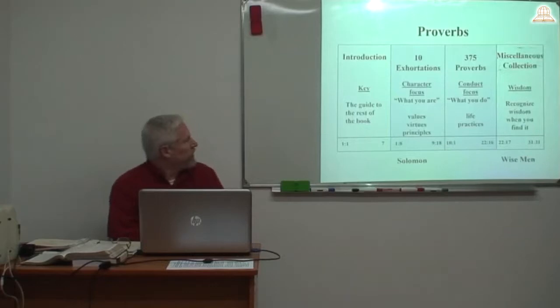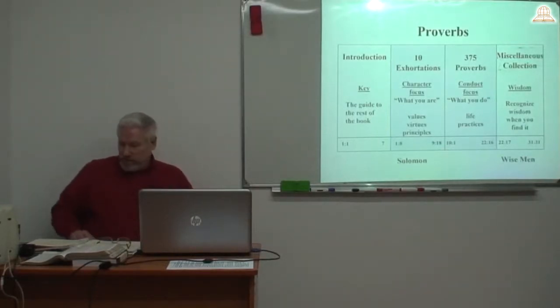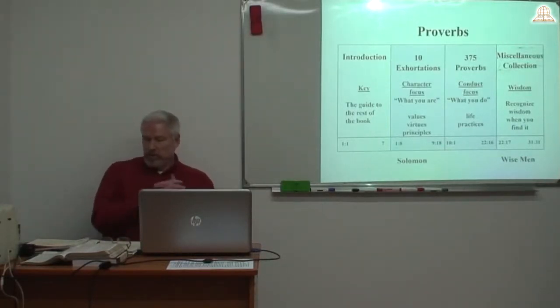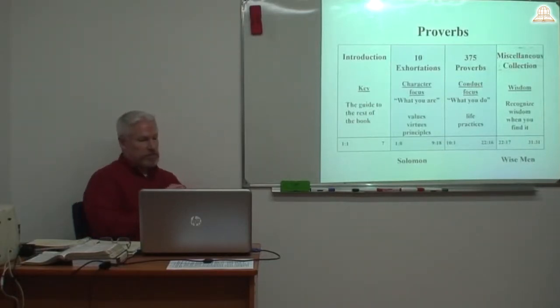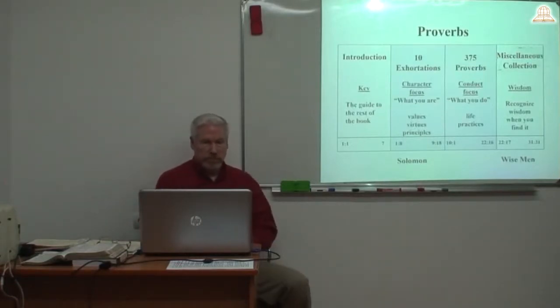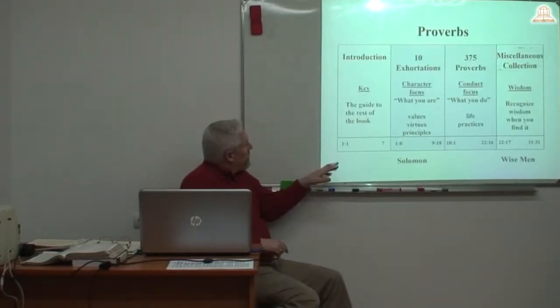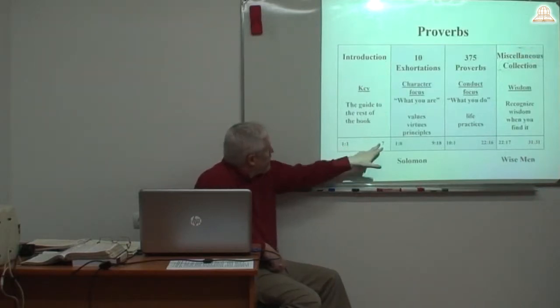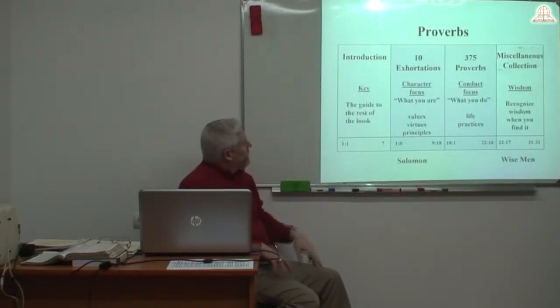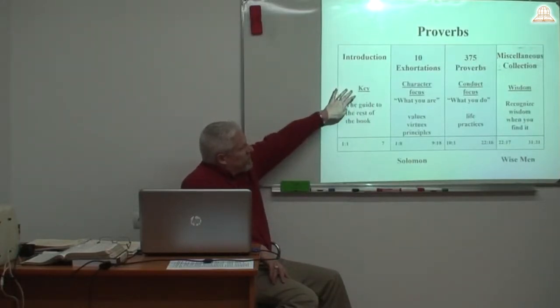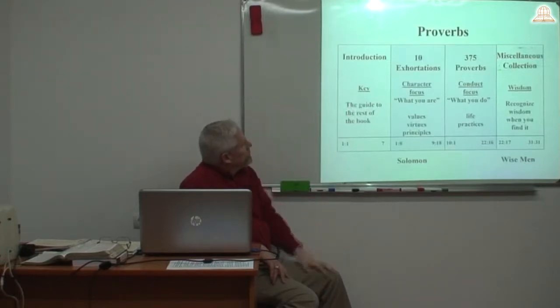Just keep rotating these as we talk. So there's little different things. But in general, it should be very simple and contain the dominant ideas. For example, in Proverbs, we have chapter 1, verses 1 through 7 is the introduction. So this is the key. This is the guide to the book.